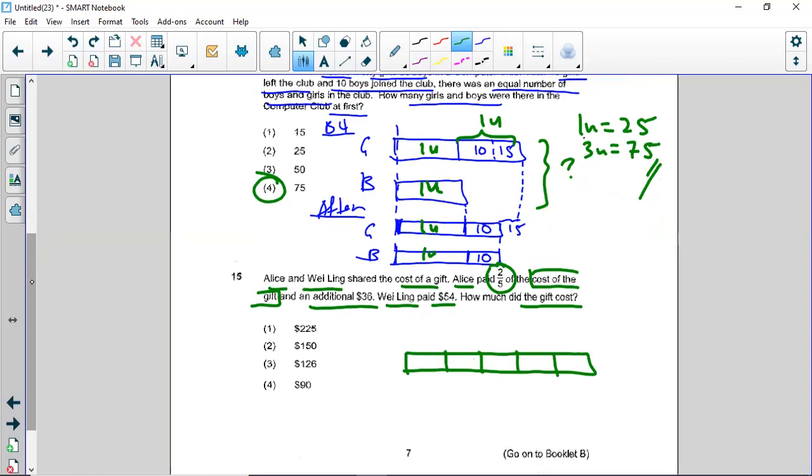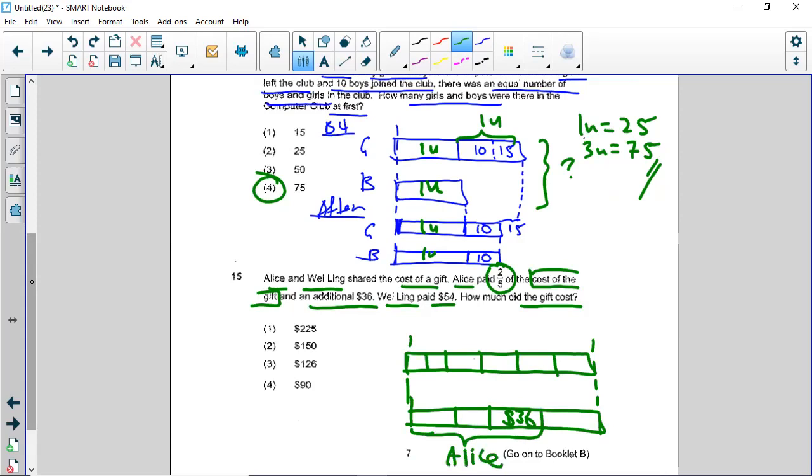Now if you don't know how to cut, I'll show you something. If you don't know how to label Alice because she paid 2 boxes plus another 36, then what you can do is draw a similar rectangle again. Cut 2 boxes here because this is what Alice paid, plus another 36. Just here, maybe something like that. Okay, 36. And this is Alice. So model is very creative. All these are units. So Alice paid 2 units plus another 36.